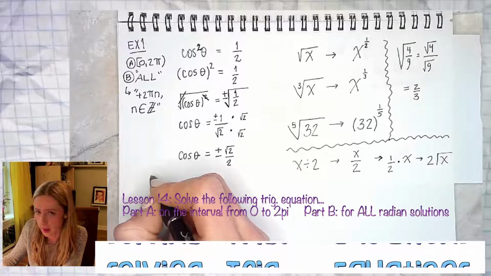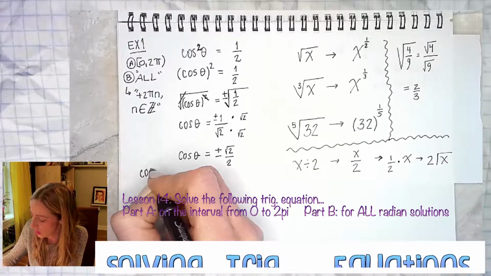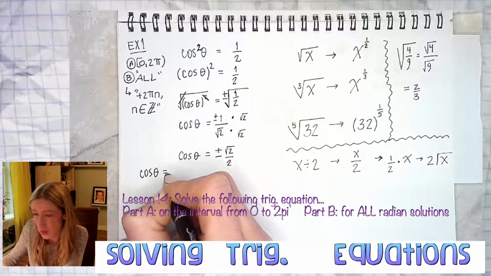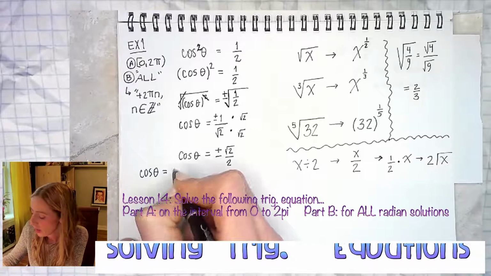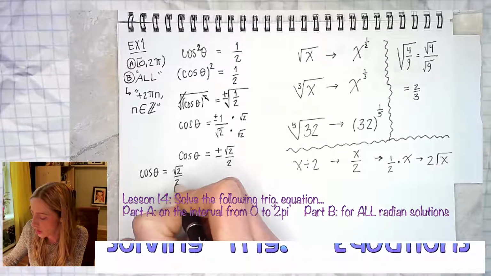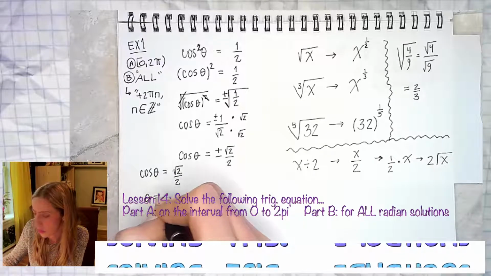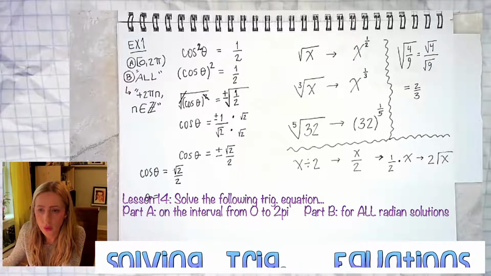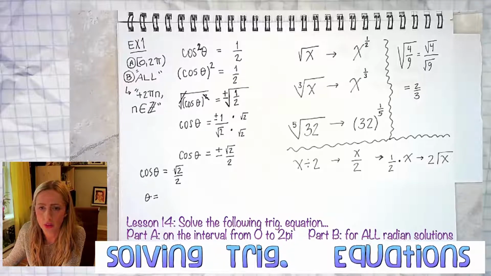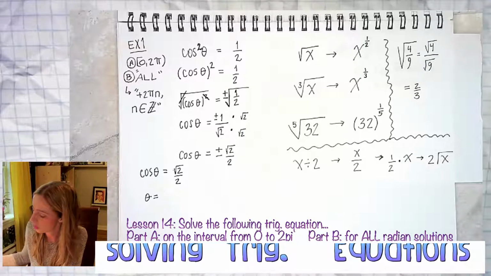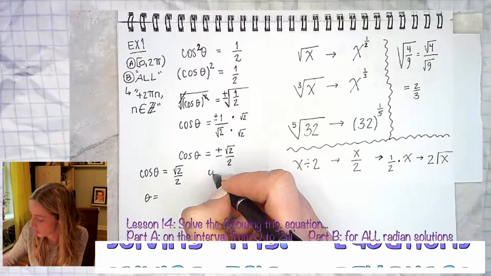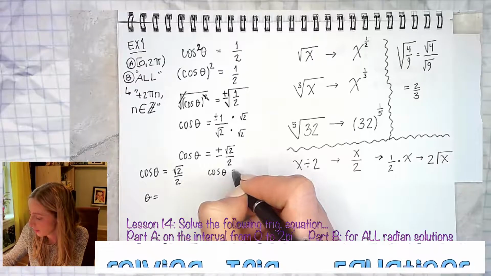So what are you trying to ask yourself right now? You want to know on the unit circle, where is the cosine of an angle or the x value on the unit circle? Where is it equal to positive square root 2 over 2? What angle? So theta equals blank and blank. I'll move those directions out of the way. And we want to know where on the unit circle does the cosine of theta equal negative square root of 2 over 2? So I'm just going to put them side by side.